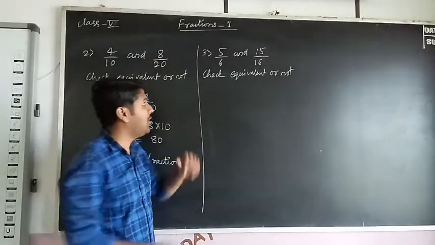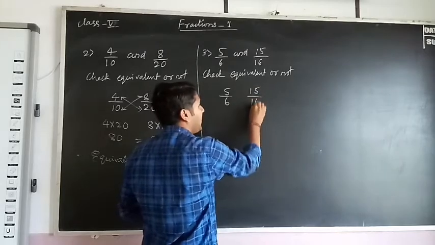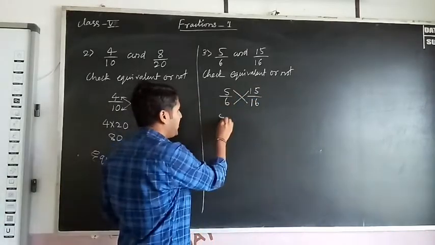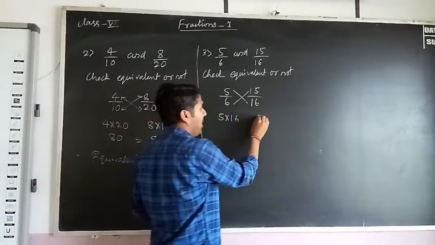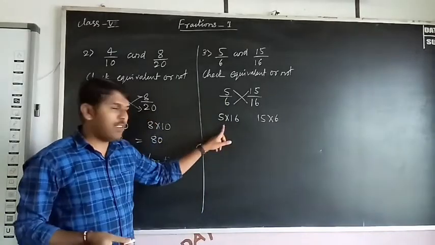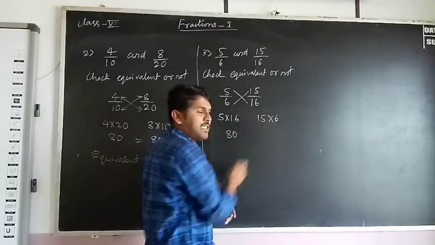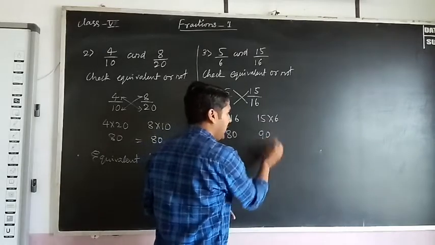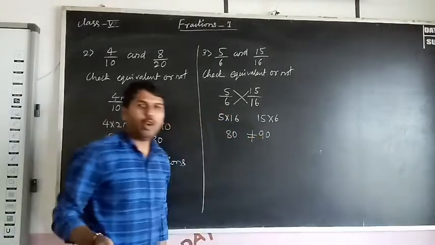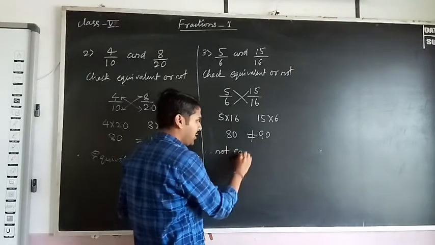So check the third one. 5 by 6 and 15 by 16. Cross multiply. 5 into 16 and 15 into 6. So 5 16s are how much? 80. Next, 15 6s are 90. Are these two equal? No. These two are not equal. That means these are not equivalent fractions.